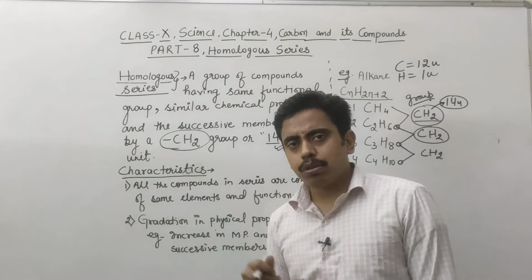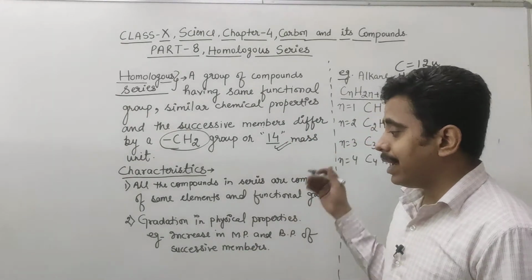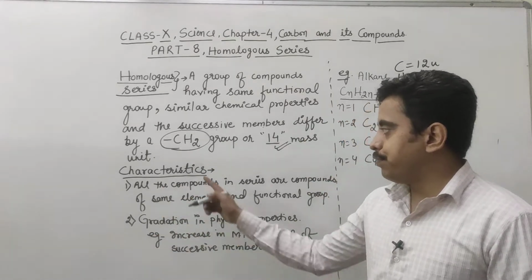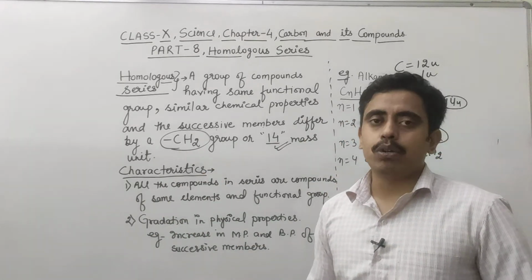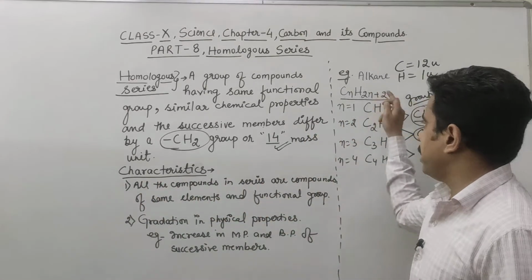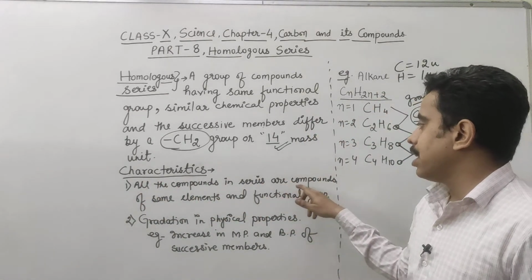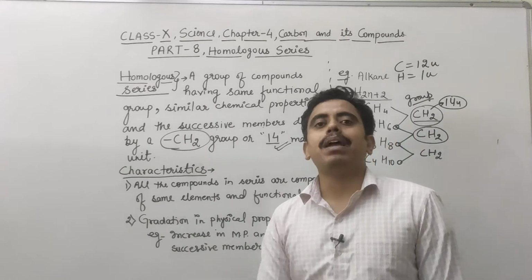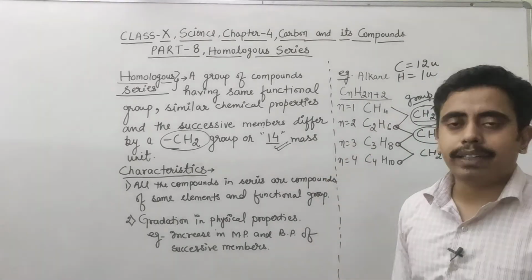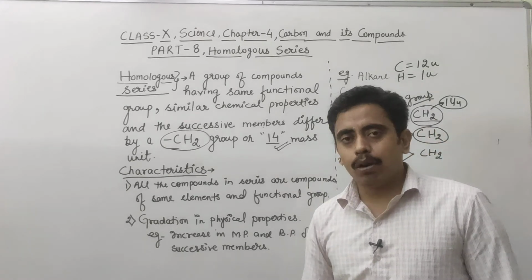Okay, we will also see one more example other than alkanes. Let's see some characteristics. First characteristics is important to understand. Let's see what it is. All the compounds in series are compounds of same elements. Let's see the elements in first compound. What are the elements? Carbon, hydrogen.